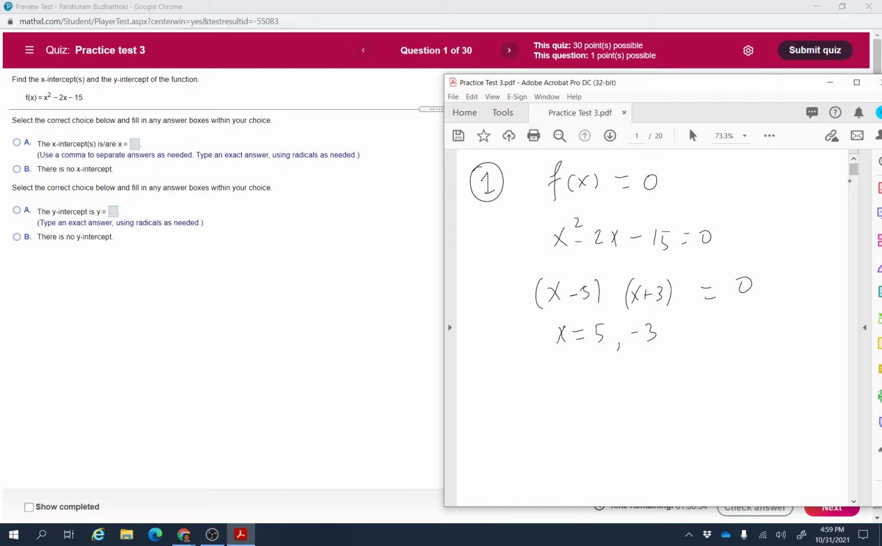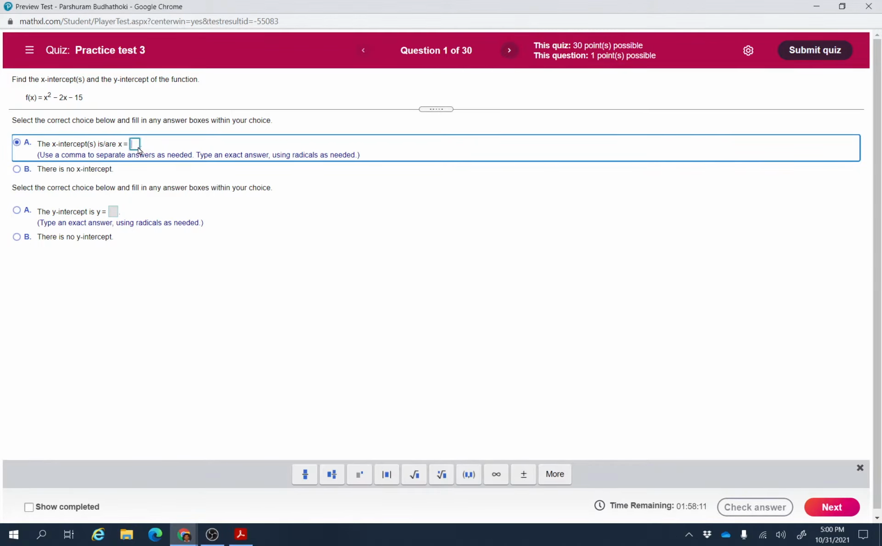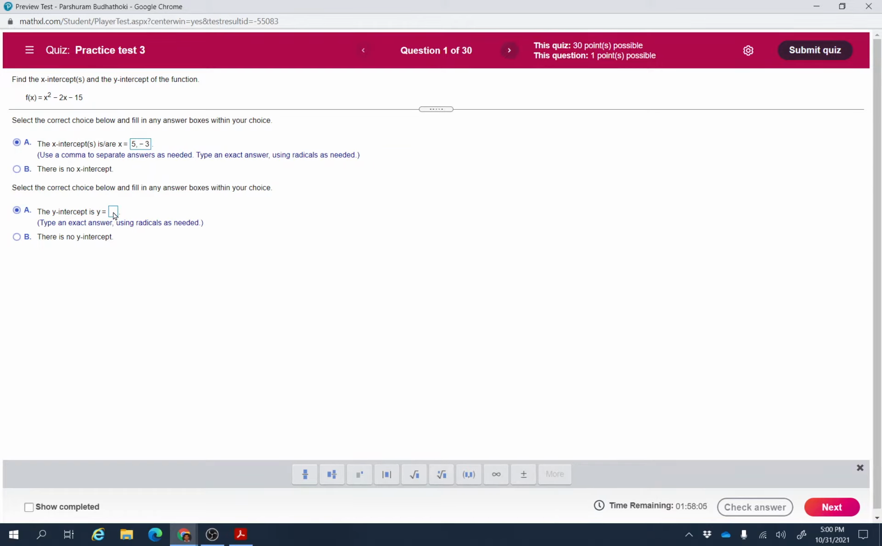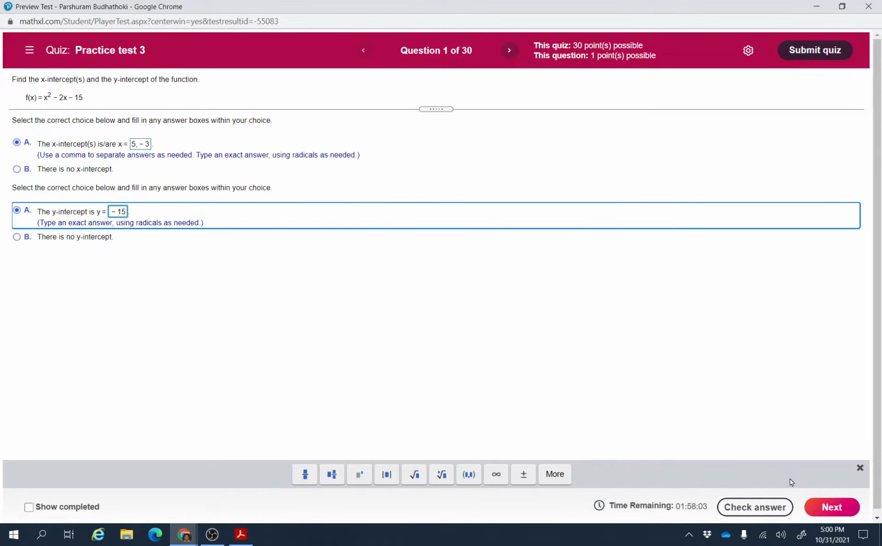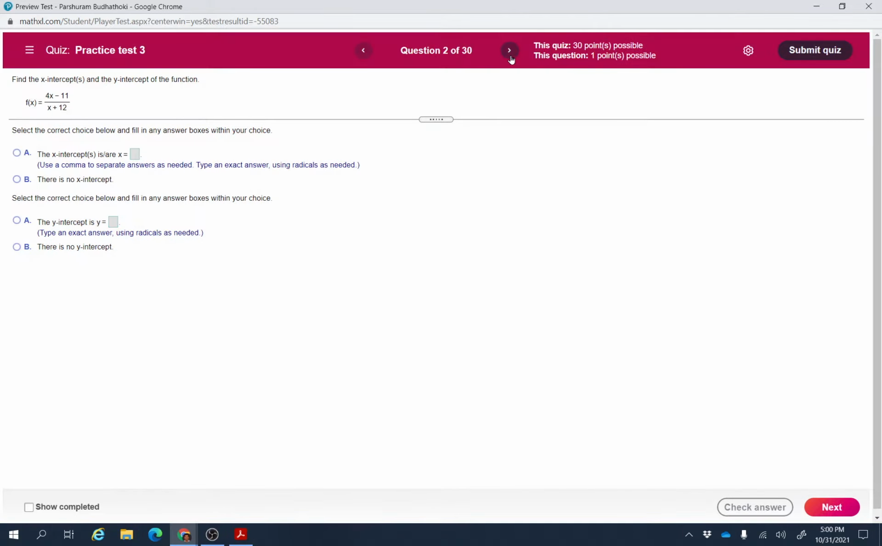Okay, that's for the x-intercept. For the y-intercept, we need to find the value of the function when x is 0, which means in this function we're going to put x equal to 0. That gives the y value negative 15. So this is the y-intercept and these are the x-intercepts. The x-intercepts are 5 and negative 3, and then the y-intercept is negative 15. Yeah, that's right. Let's go to the next problem.